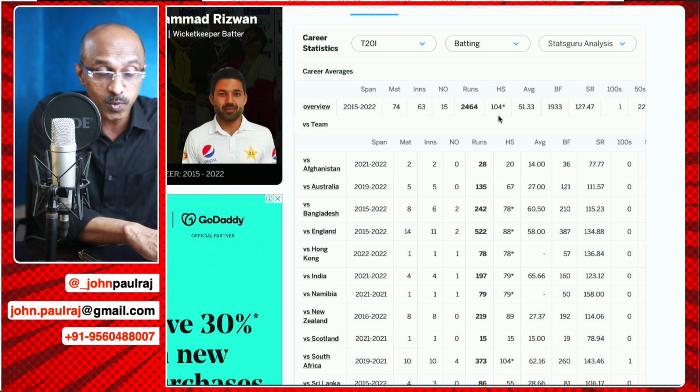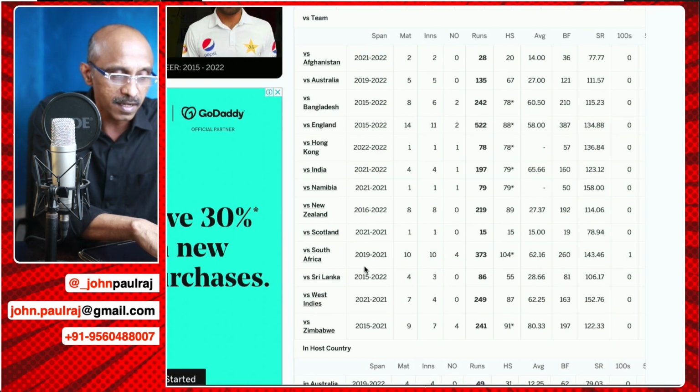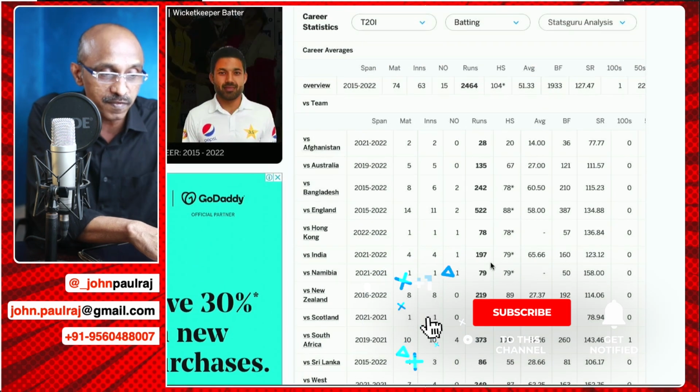His highest score was 104 not out. And actually, if you go to this website, you can even find out against which team. I think it is South Africa. Yeah, it says here that it was against South Africa. I don't know exactly when or in what particular game, but if you dig in deep in the website, you can find out.